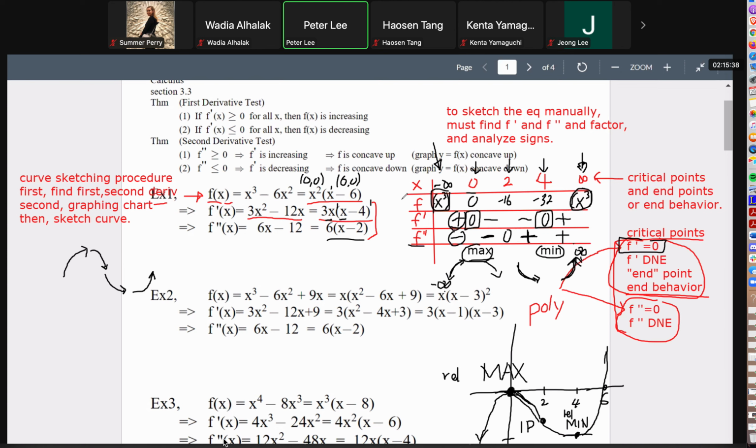And as we will see, this graph is continuous, and so at 0 here, you see a 0 here, that means this is an inflection point, IP. Again, IP because the second derivative is changing from minus to a plus. The concavity must change. And I will talk about this later, okay?